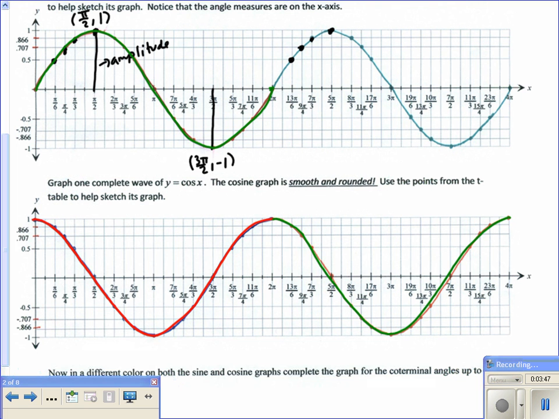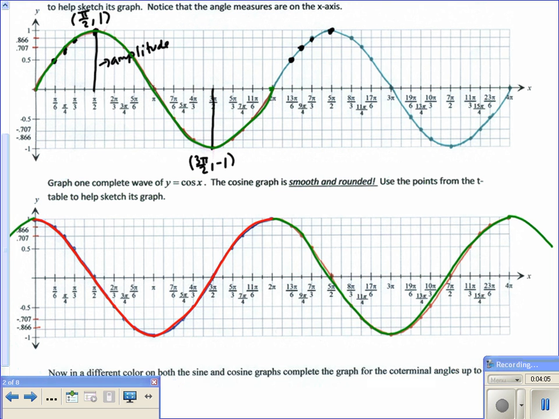So this is what our parent graph looks like, and of course we could continue on the right or we can continue on the negative side, and we'll talk about that a little bit more. And because of that, we know that again the domain is from -infinity to infinity because we have an infinite amount of angles we can plug in, and our range is from -1 to 1.